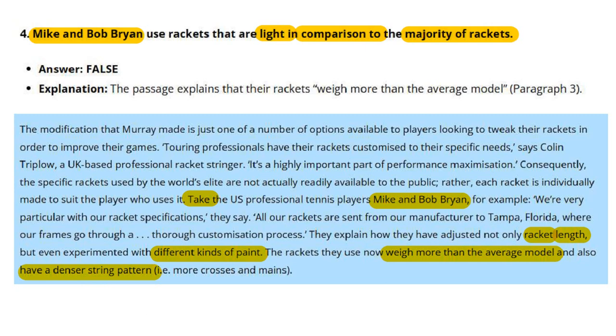So here we need to compare light and majority of rackets. But here it is lengths and kinds of paint, like the model and string pattern. That's why that is false information.